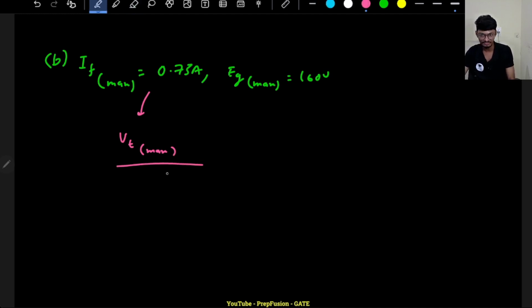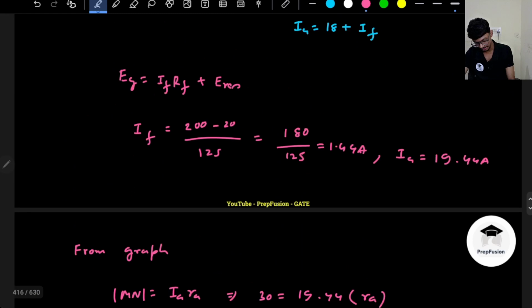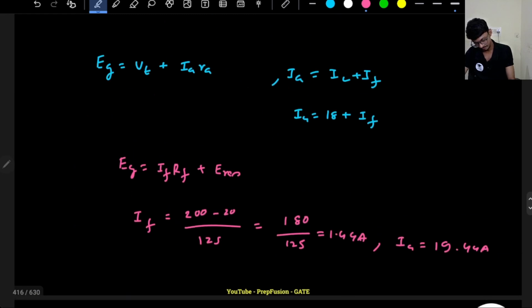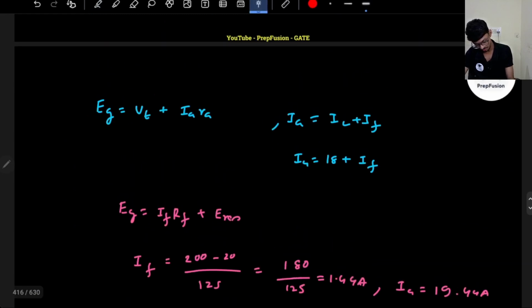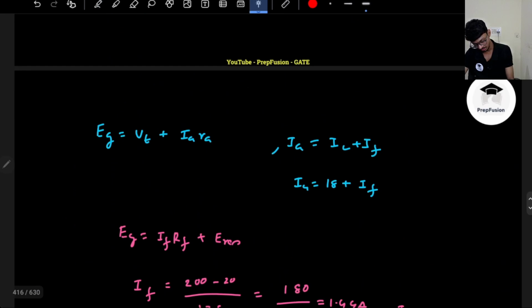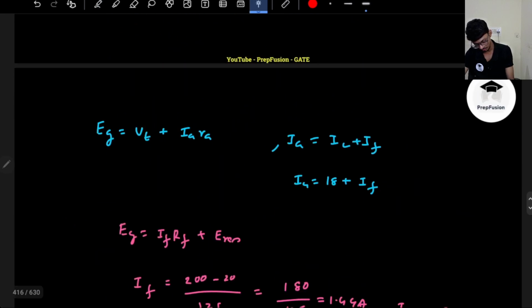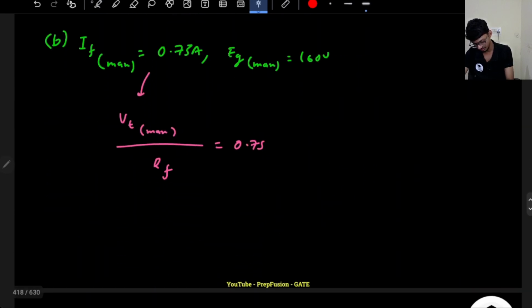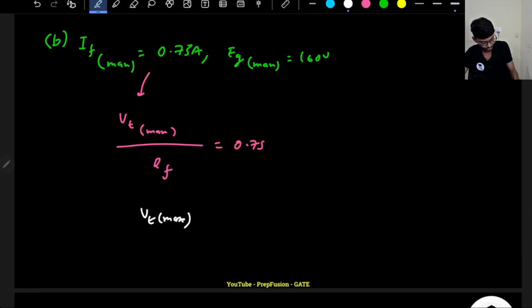So that's why I am writing it Vt maximum divided by Rf is equal to 0.75. And Rf we have already calculated in the previous case, which is 125 ohms. We have already calculated it. Rf or Rsh, whichever one we say, does not matter. So Vt maximum will be equal to 0.75 into 125. So Vt maximum comes out to be 93.75.